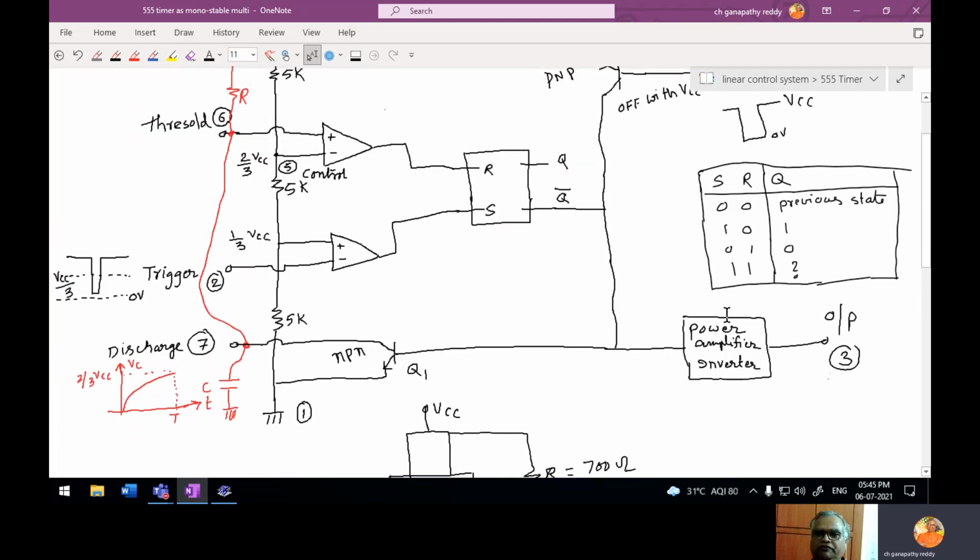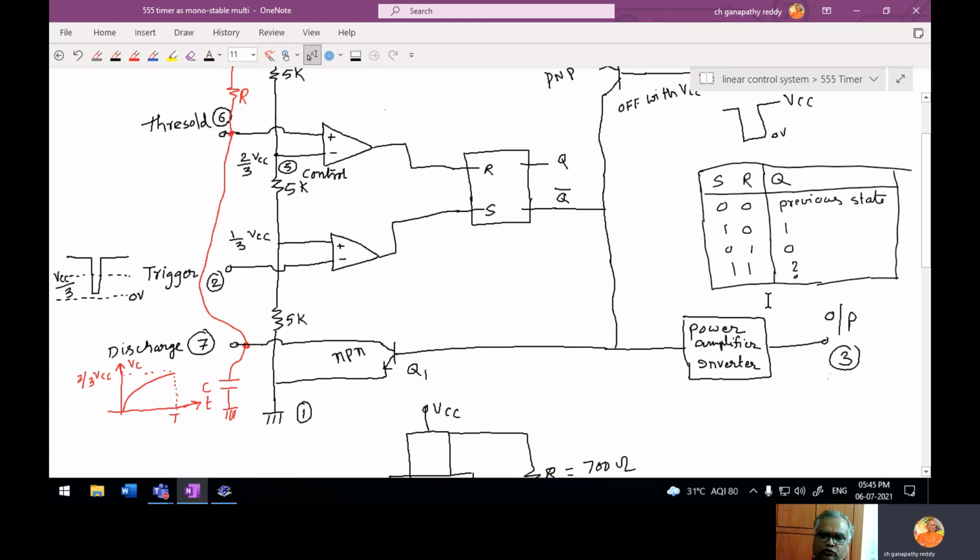Then we have a power amplifier. Here it is basically an amplifier and inverter. Not only does it amplify, it will invert the input signal. So if input 10 is applied, I will get minus 100. What is the meaning of minus 100? It is amplifying. That negative is an inversion. So that is the logic.